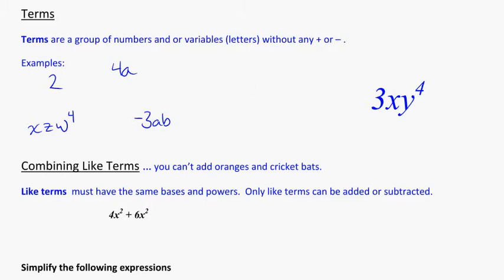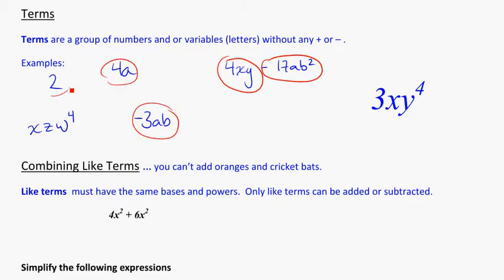And just to show you another example, if I gave you the expression 4xy minus 17ab squared, here we actually see these are two terms. This would be one term, and this here would be a second term. So this expression has two individual terms in it, versus these are each just an individual term. So we can often take expressions and break them down into individual terms. So, a little bit of vocabulary for us.